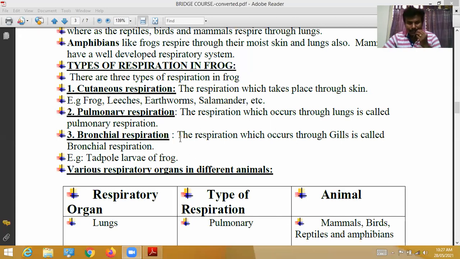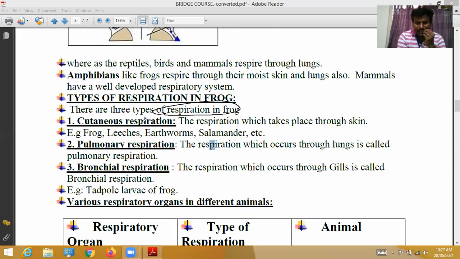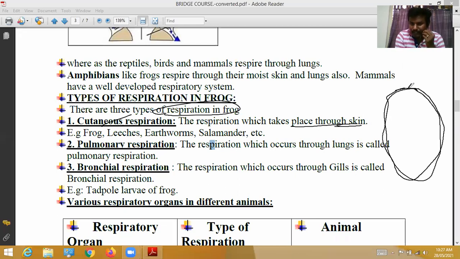So here, types of respiration in frogs. We have already discussed it, I will give a brief review. The frog respires in three types. Cutaneous respiration is respiration which takes place through the skin. Assume this is the frog. The frog is covered by skin. Through the skin, it performs respiration. That is called cutaneous respiration. Along with the frog, other organisms also respire through skin, those are leeches.